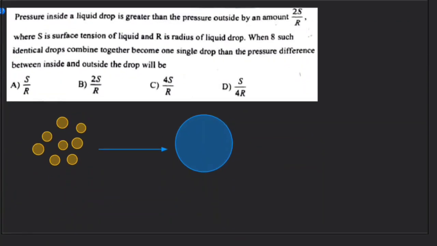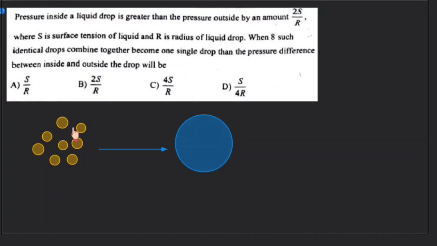The pressure inside a liquid drop is greater than the pressure outside by an amount of 2S by R, where S is the surface tension of the liquid and R is the radius of the liquid drop. When 8 such identical drops combine together to become one single drop, what will the pressure difference between the inside and outside of the drop be? Since it is a liquid drop, the excess pressure is 2S by R, right?